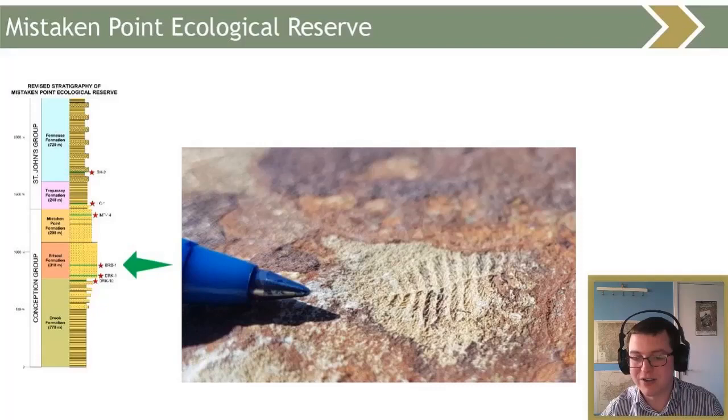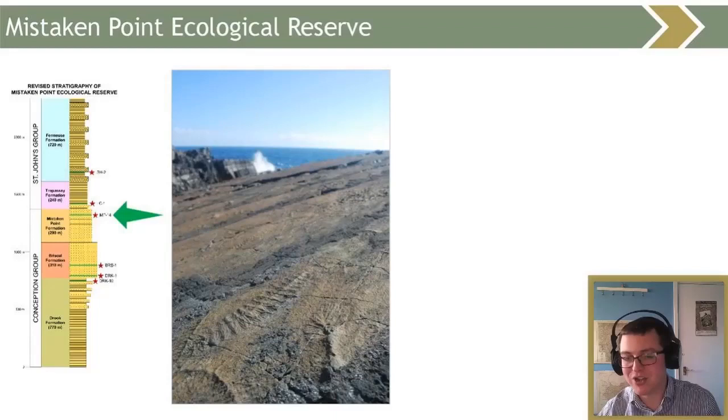And then we go up to the Mistaken Point Formation. And here's a lovely photograph from the famous E surface at Mistaken Point. And you can see it's a beautifully sunny day when we took this photo, and the waves crashing in the background. And here is the very famous fossil surface. This is the surface that most people go to when they go on a public tour. And this is the site that most of the science has been done on at this site.